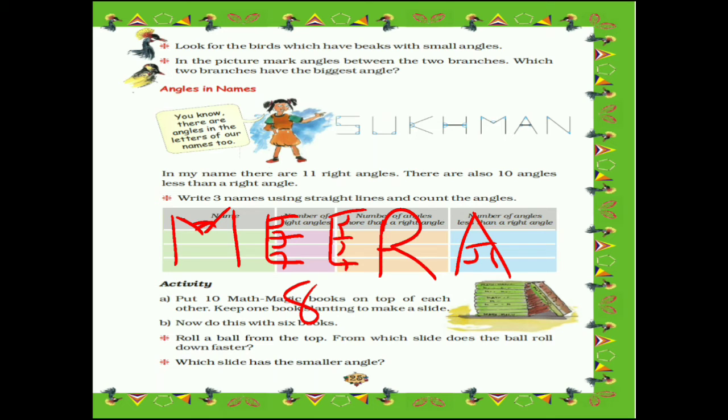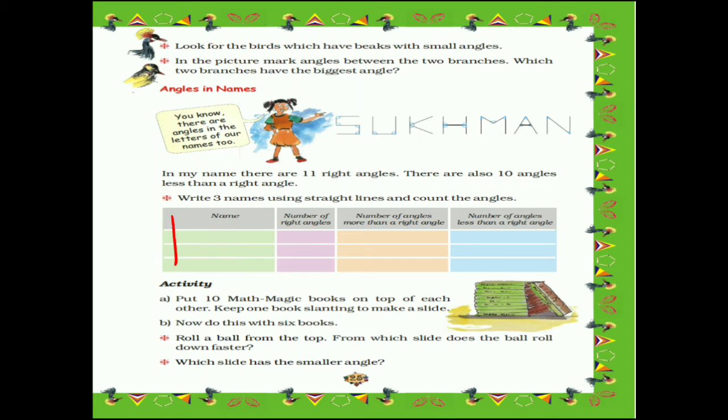Now let's see how many angles are less than a right angle. So try to find out the number of angles which are less than a right angle. Let's try to find out. 1, 2, then 3, 4, 5 and 6. So there are a total of 6 angles which are less than a right angle. Similarly, you have to write 2 other names and find the different angles made by them. So this will be your homework.